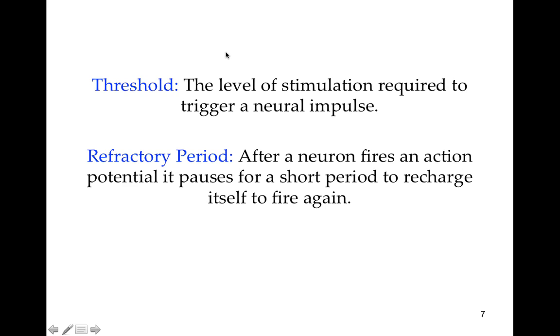The threshold is the level of stimulation that's required to trigger a neural impulse. We like to use the toilet bowl analogy. If you think about a handle on a toilet, you can push down the lever a certain amount until it gets to a certain angle. And once it gets to a certain angle, the flushing process begins. That's the threshold. That's the level of stimulation required to actually make the flushing process begin. In a neuron, the threshold is that level of stimulation required to trigger action potential or a neural impulse.